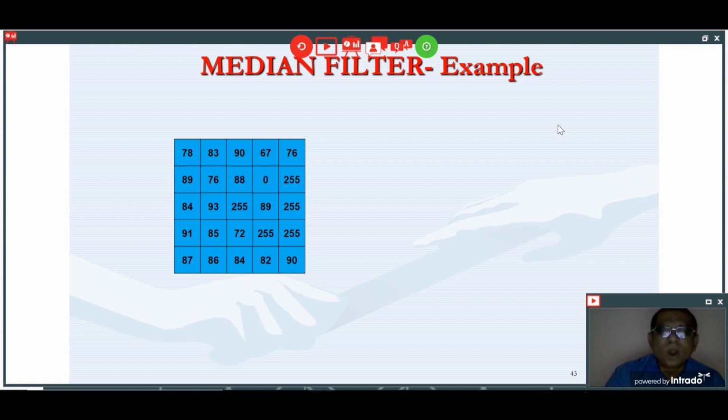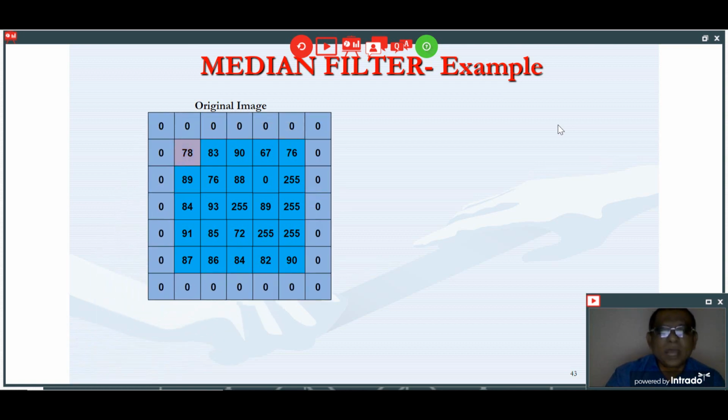Now, first we want to process this pixel, and this is done by means of zero padding. So zero padding is the first thing we are doing. There are different ways to handle the borders in the image, and one such way is zero padding. Now what we do is we are taking a portion of the image. This we call the mask.